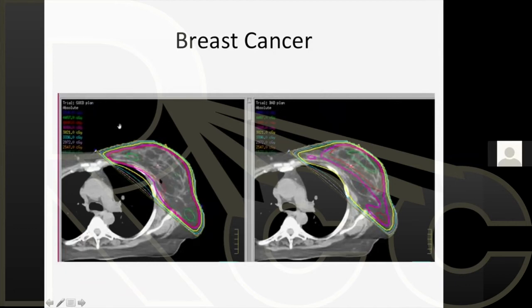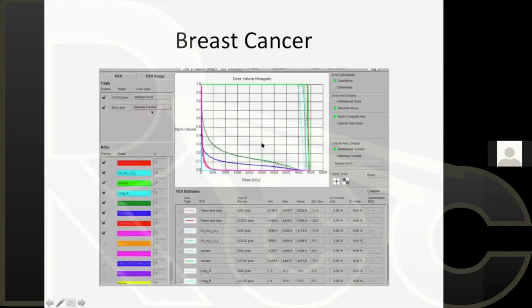Same patient, right? This is bad because we're not covering the breast tissue, even though our normal tissues are looking great, right? This is good. Normal tissues are good, but key, we're also covering our disease. So it's so important. This is the key thing I want everybody to know. Yes, we want to reduce normal tissue tolerance, but you also want to treat the area you want to treat, right?